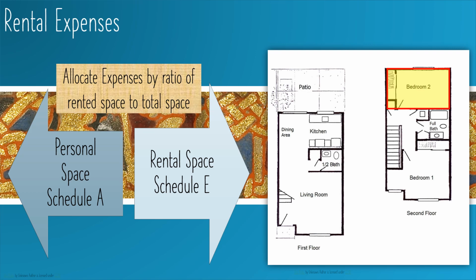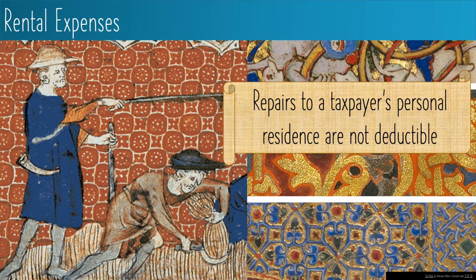If they are allocable to the rental space, then they go to Schedule E. So those are our indirect expenses. And remember that anything that's directly for that space, if there were repairs specifically for that rental space, then those are fully deductible in addition to any indirect expenses. Repairs to a taxpayer's personal residence are not deductible on a Schedule A itemized deduction.